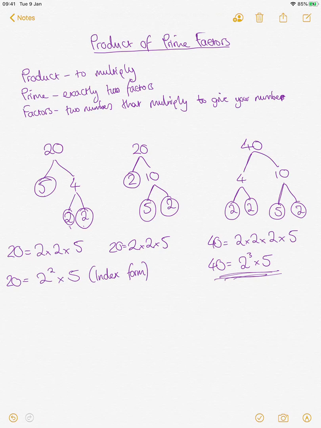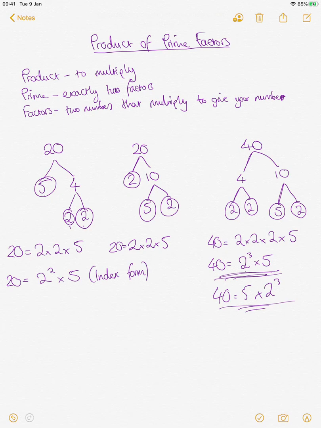Something else to note is we normally write the numbers in ascending order, so going from the smallest to the biggest, so it goes 2, then 5, just like here I've written the 2, then 5. You can write it as 5 times 2 cubed and you won't lose marks, but the usual way that we write it is with the lowest number first.